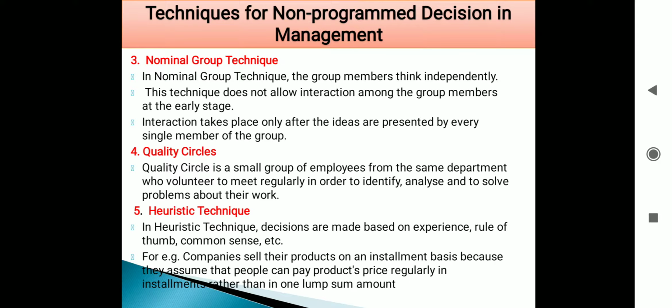Next is the heuristic technique. The heuristic technique is a technique in which decisions are completely based on experience, rule of thumb, common sense, etc. For example, companies normally sell their products on an installment basis because they know from experience that consumers prefer paying in installments rather than in a lump sum.